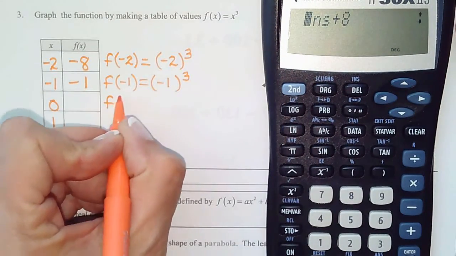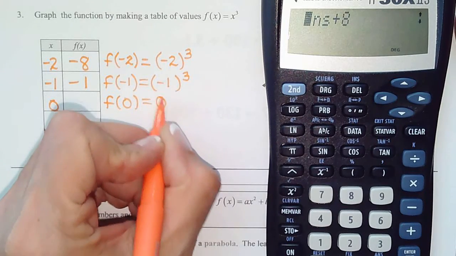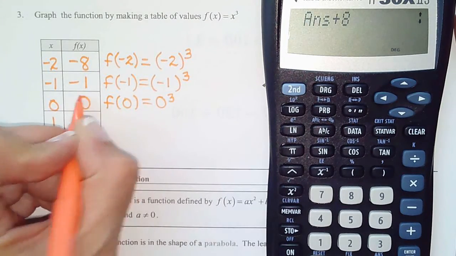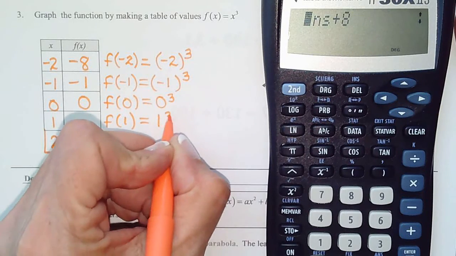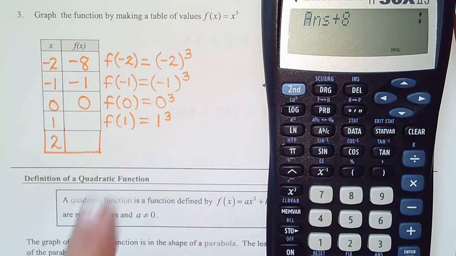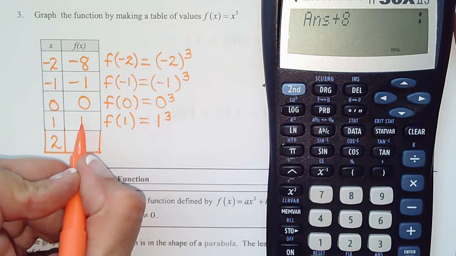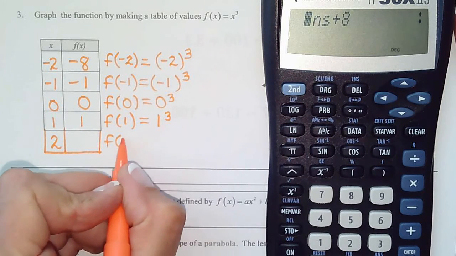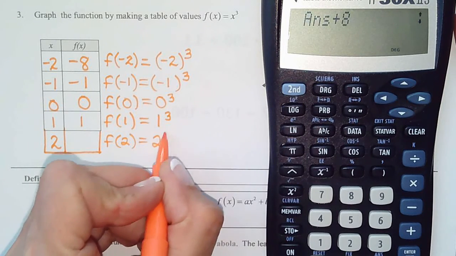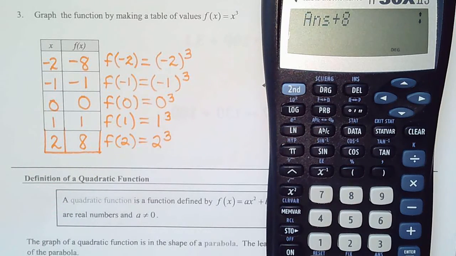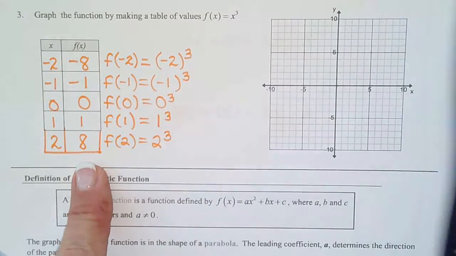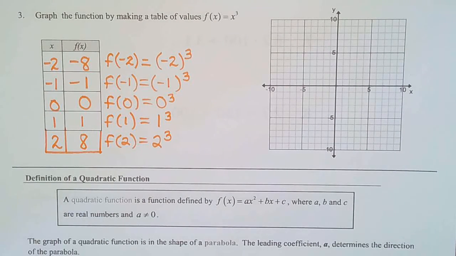So f of 0 equals 0 cubed. 0 times 0 times 0 is 0. F of 1 is 1 cubed. Notice I've dropped the parentheses because now I'm not inputting a negative, I'm inputting a positive. 1 times 1 times 1 is 1. And last but not least, f of 2 is 2 times 2 times 2, which is +8. So we call this the cubic function, and now you're going to learn how to graph it.